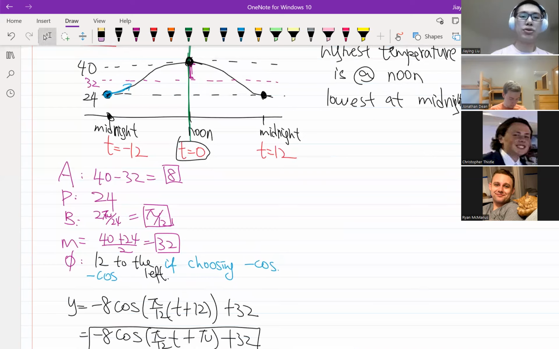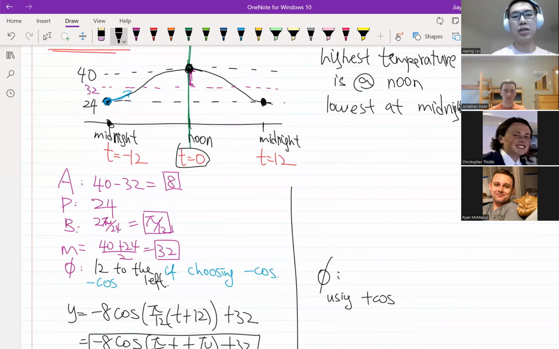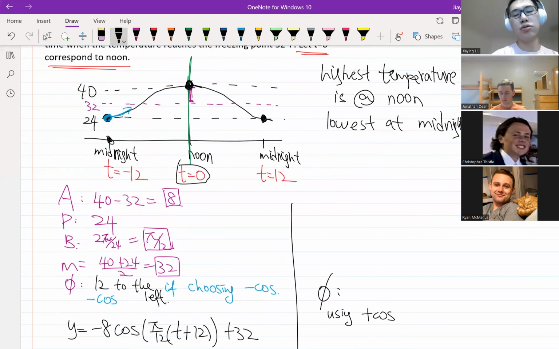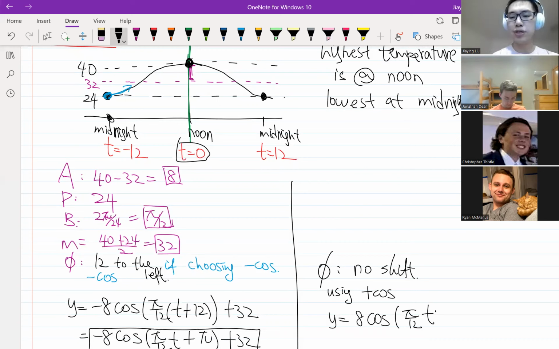And then suppose we use positive cosine. So the phi, it's going to be no shift because the starting point is the highest and it's also on the y-axis, so no shift. So that's going to be y equals, still amplitude 8, but positive cosine, parentheses, pi over 12. That's the b value. And then t, but there's no shift, so we don't subtract or add any number to t. And then plus 32. So that's a little bit easier.